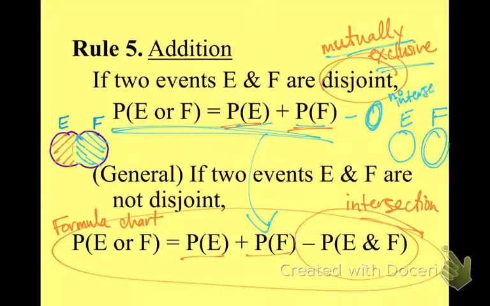I've seen several multiple choice questions that have tried to trick people into saying, like, what is the intersection of this mutually exclusive event? The intersection of a mutually exclusive event is 0. So the probability of E and F equals 0 for mutually exclusive events.